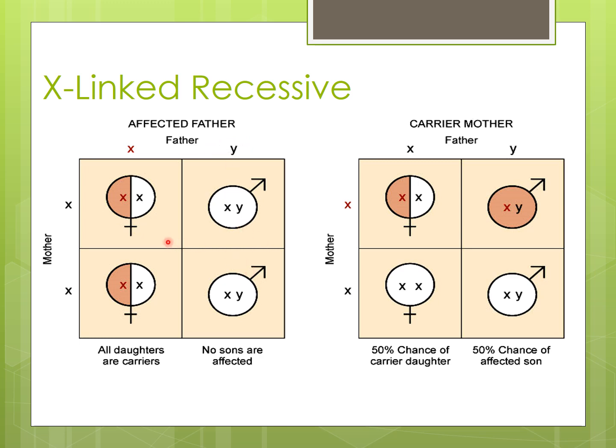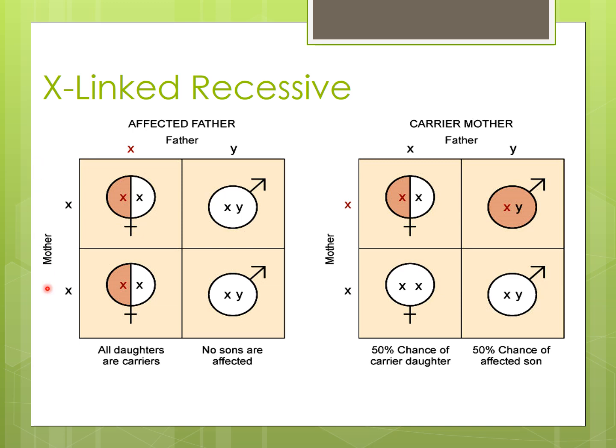The mother can only give X chromosomes, so the mother is giving an X chromosome to the daughters in these situations. Now the father can only give an X chromosome to his daughters by definition as well, because daughters are XX, so they have to get one chromosome from the mother and one chromosome from the father. And the father only has an X chromosome carrying the recessive allele.